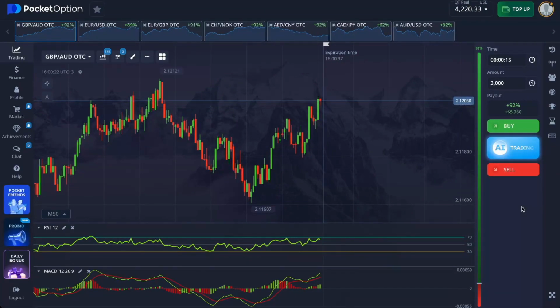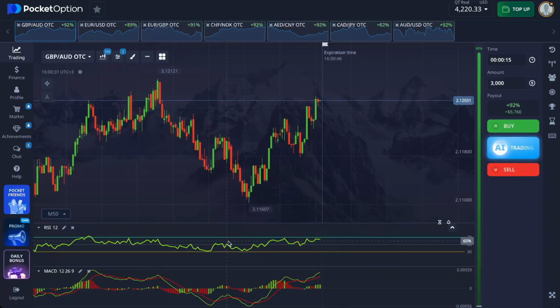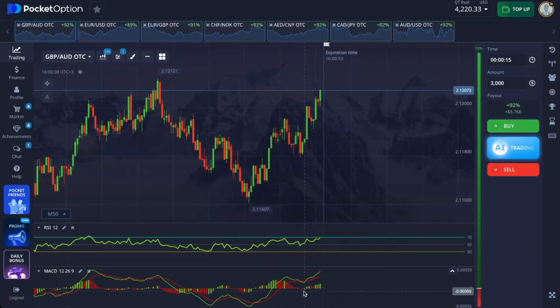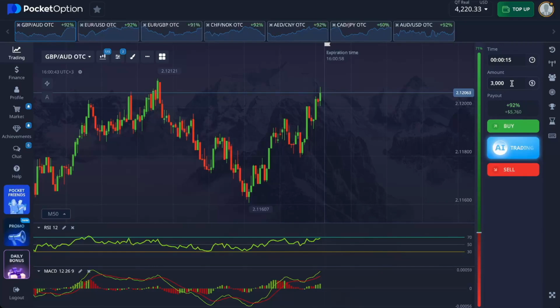Again, friends, here's our next trade. The risks are already very high. We see the British pound currency pair against the Australian dollar. The RSI is hovering near the upper boundary, which indicates overbought conditions. Also, we can see a green histogram, which is increasing.